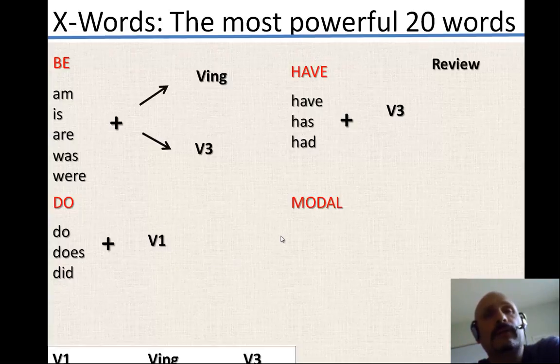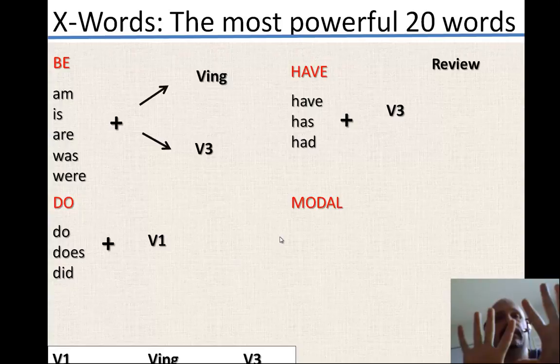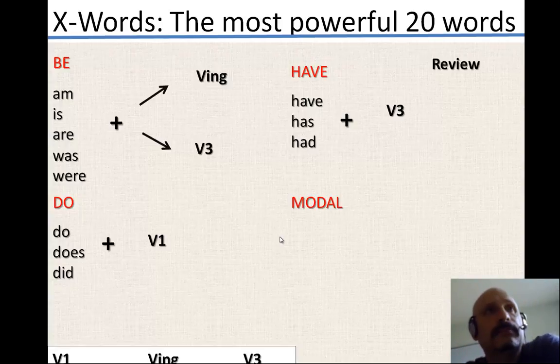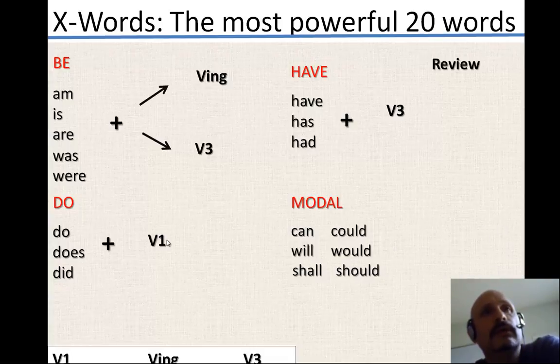And then the modal family. The modal family has 9 members. Do you know them? Can you say them all? They're can, could, will, would, shall, should, may, might, and must. These are the 9 members of the modal family.